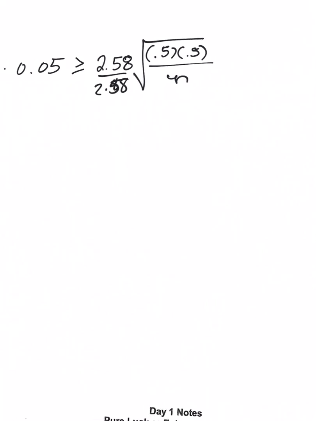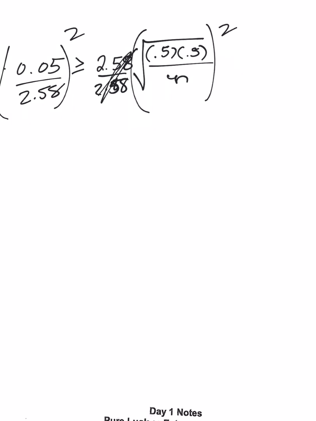This is making me crazy. It's acting up. I'm going to square this, so that goes away. And then we have to cross multiply the n over here. So we have 0.05 squared, 2.58 squared, n over here. And then we have 0.5 times 0.5 is 0.25, right?